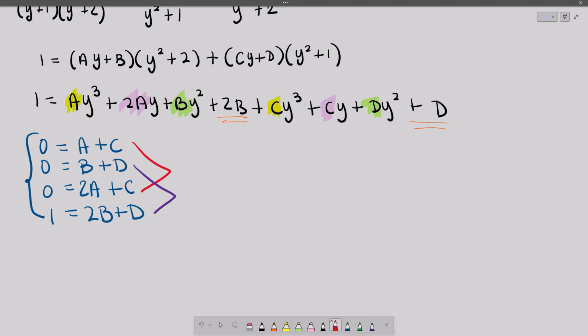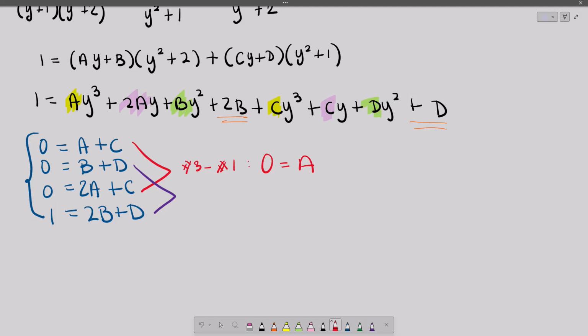So I'm going to do the red. I'll subtract the two. You could subtract the reds in either order because they both have A and C. So I'm going to do equation 3 minus equation 1. So 3 minus 1 is going to be 0. 2A minus A is A. C minus C is 0.